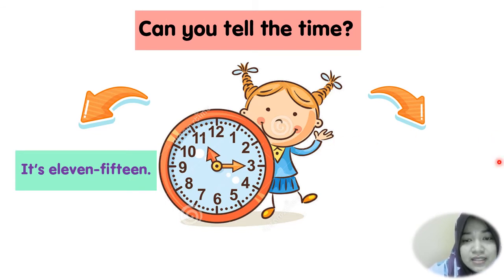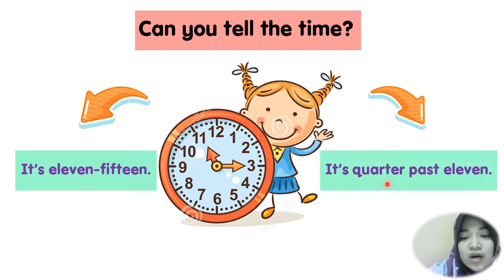Okay, another example. It's 11:15. Why quarter past? Kenapa quarter past? Because as you can see here, the long clock hand is at 3, which means quarter. And also if you still remember, dia ada bahagian kanan. So bahagian kanan ingat past. So it will be it's 11:15. Kenapa 11? Sebab jarum pendek dia kat sini, 11. Okay?